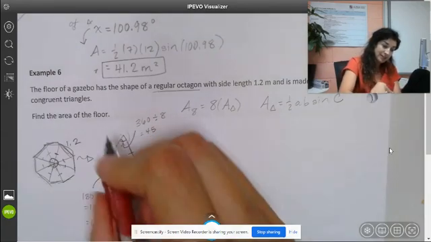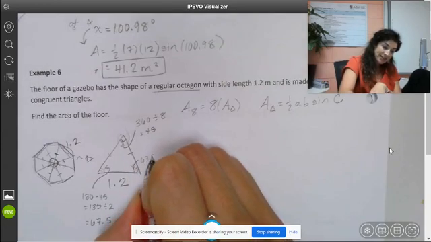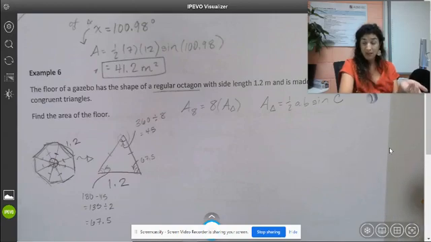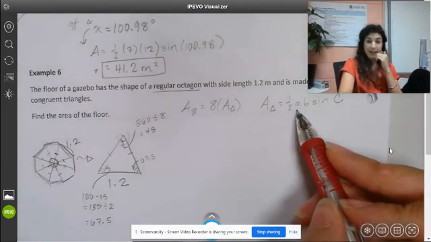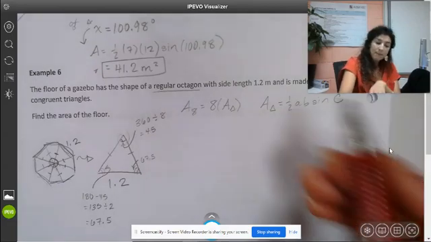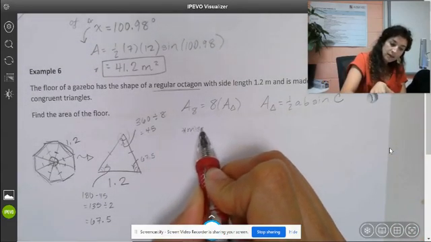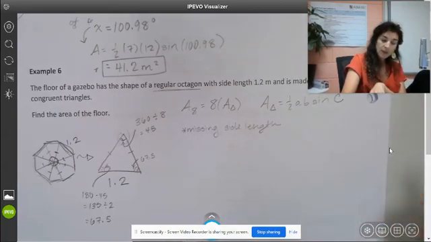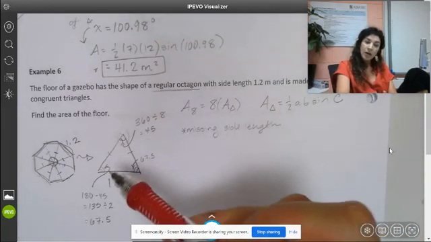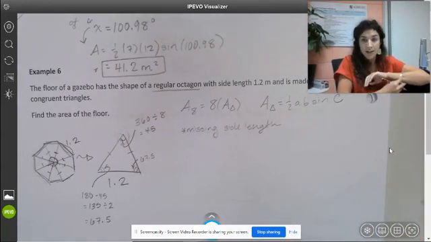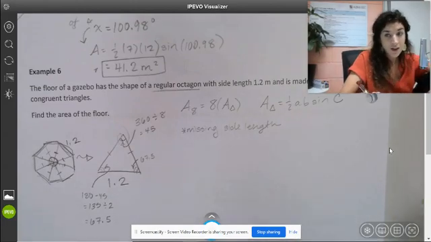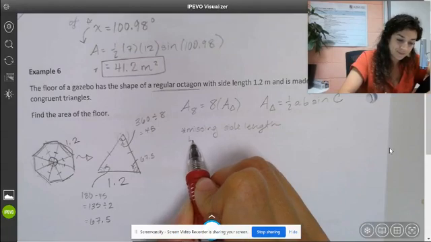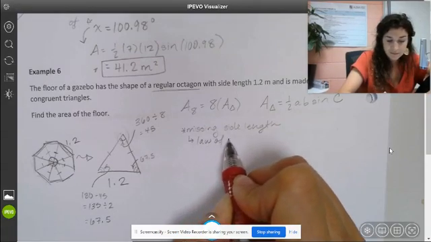So this is 67.5 degrees, which means that this is 67.5 degrees, which means now I have all of the angles, which is great. I just don't have enough side lengths in order to find the area of this triangle. So if I'm missing a side length, I need to figure out, how do I solve for a missing piece of a non-right triangle? Which law do you think we are going to use?